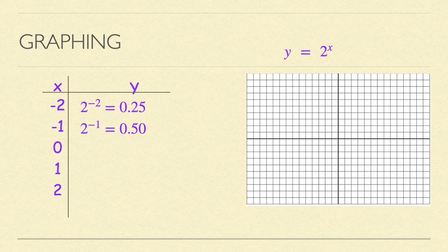Anything raised to the 0 power, we learned back in section 1, was 1. All right, so 2 to the 0 power is 1. 2 to the first power is 2. And 2 squared, or 2 to the second power, is 4. All right, so now let's go ahead and graph those points.